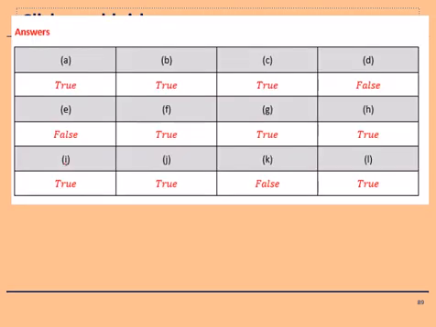So here are your answers to the past activity. Please pause the video here, mark in green pen. Well done if you got 12 out of 12.